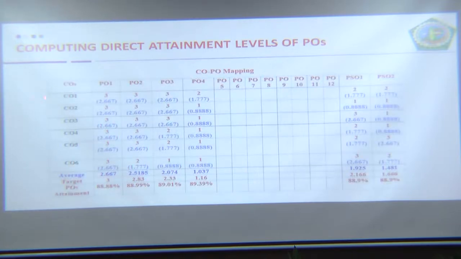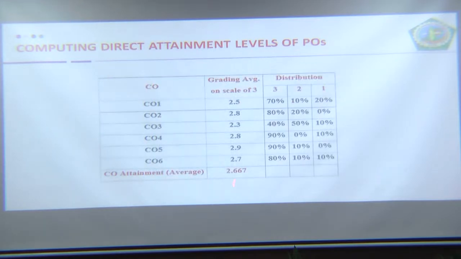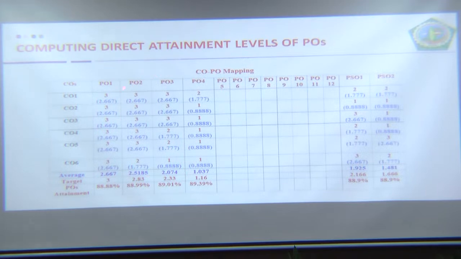You see here, CO1 is related to POs like this. 3 is the mapping level 3, here 2, here 2, here 2. Now, what we are doing? My average attainment level is 2.66. So wherever my correlation is 3, the highest correlation, whatever my average attainment level is, I will keep the same average attainment level. Here also same, here also same.